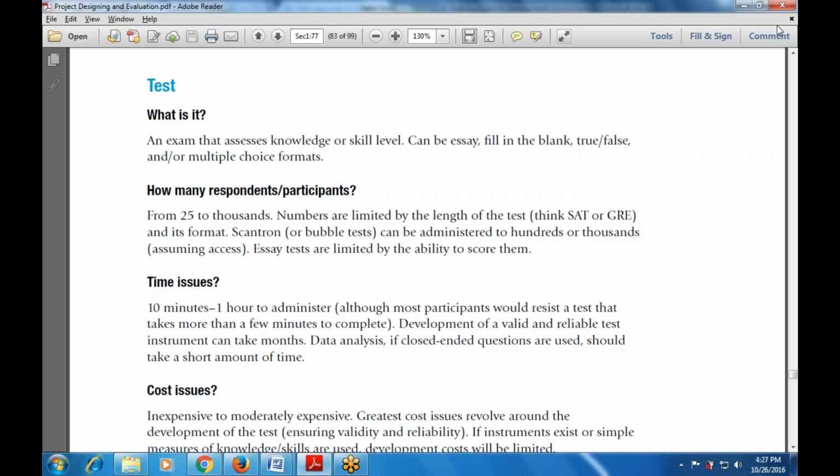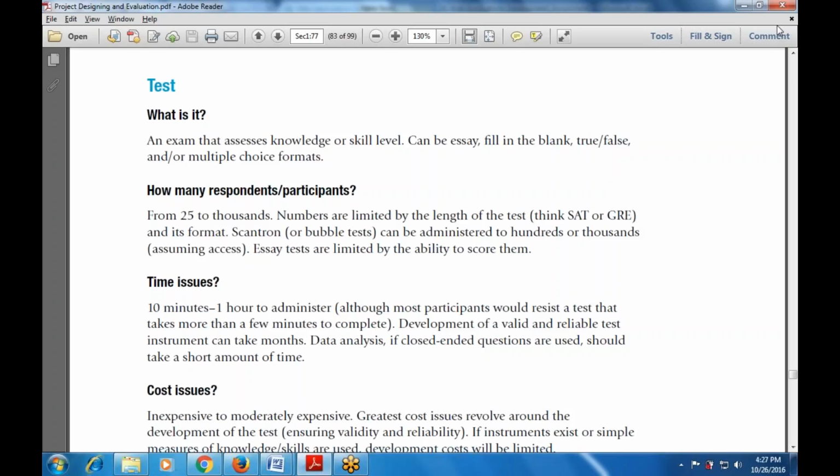So any exam that assesses knowledge or skill level is known as a test, and it can be an essay, fill in the blanks, true or false, or multiple choice format. Now how many respondents or participants are available in this one? This is from 25 to 1000. It depends on whatever number you generate, from 25 to 1000.